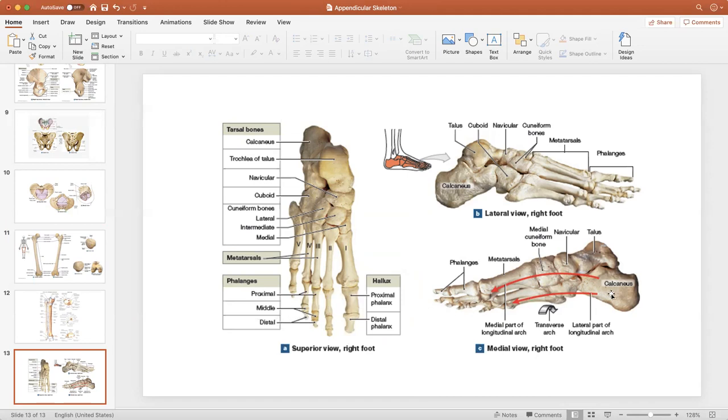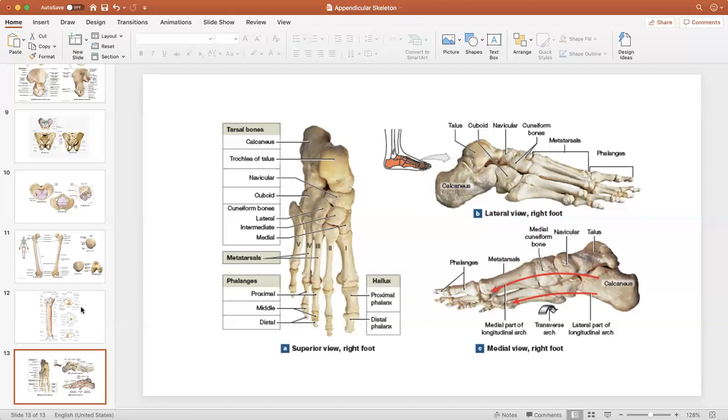Okay. With the foot, we have several different arches. We have the longitudinal arch here, and then we have a transverse arch as well. So you have a medial aspect and a lateral aspect of the longitudinal arches. We have a transverse arch, which runs across the metatarsal heads as well. So there's a few different arches. You don't need to worry yourself too much about that, just the names of all the bones and stuff.